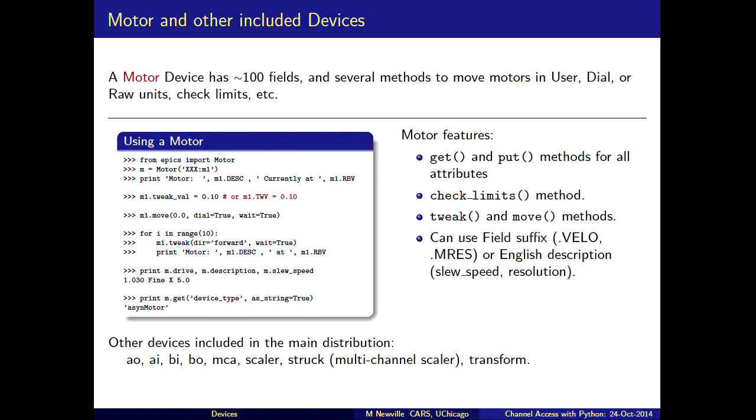There are several devices included in the main distribution, and more being written all the time. So again, for many of the things that are Epics records, especially complex records, MCA records, scalar records, scan records, having these kinds of classes that represent those is very useful for doing everyday code.